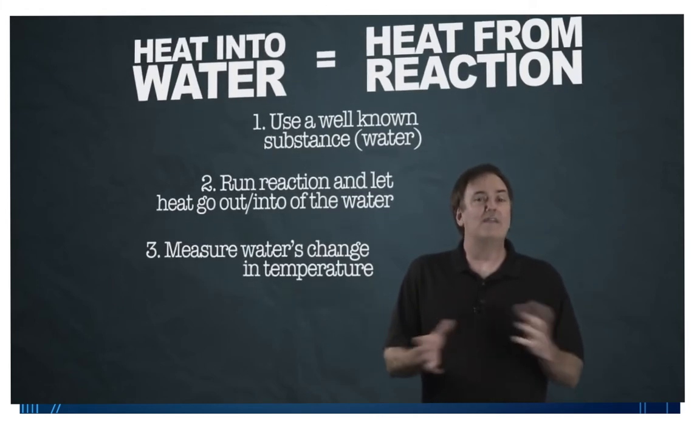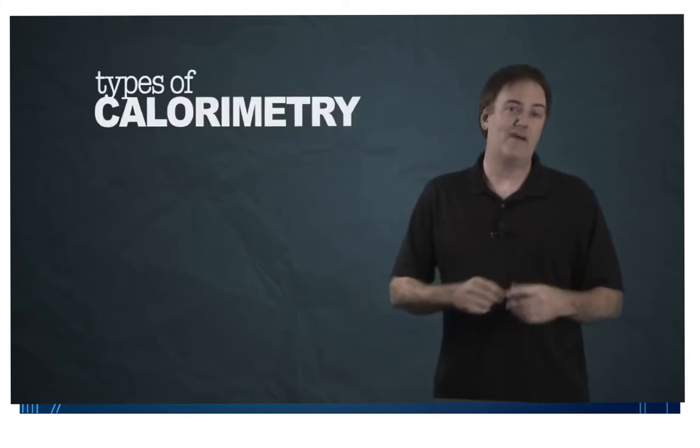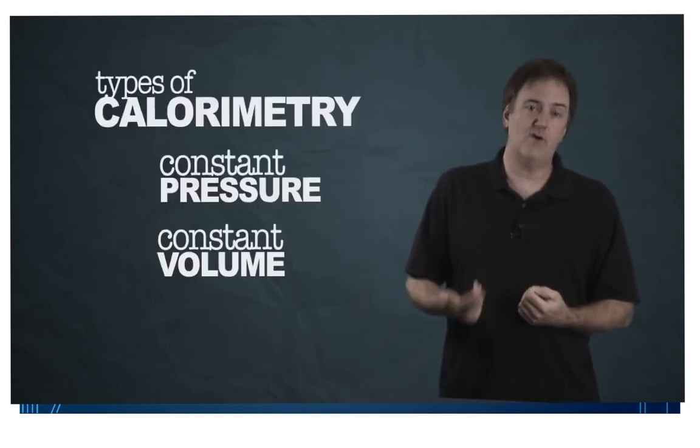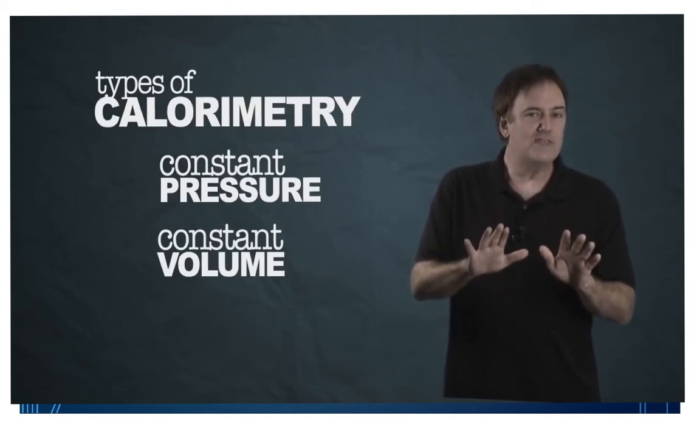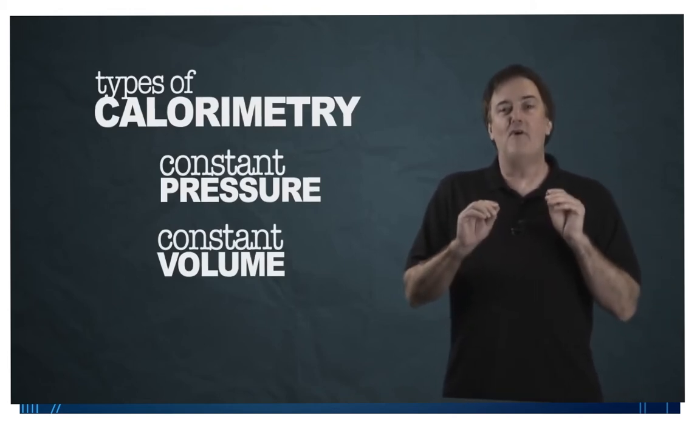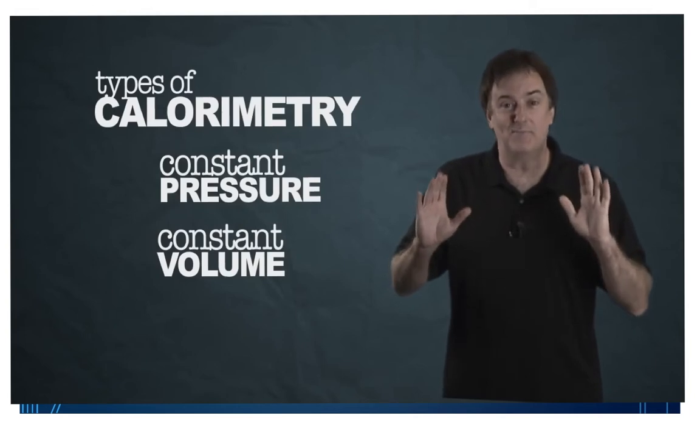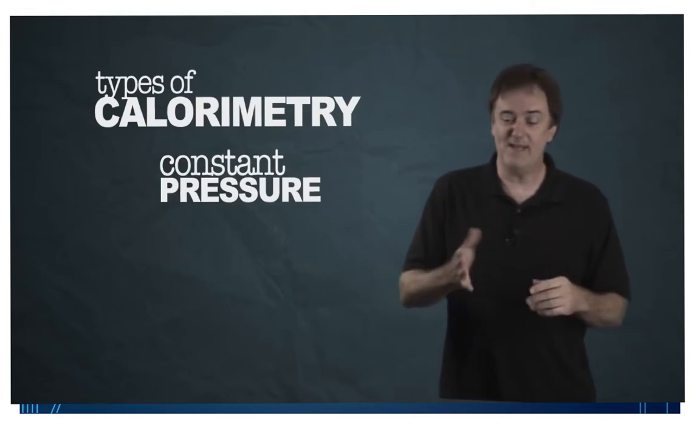Now, it does require a little bit of planning ahead. You have to build yourself a calorimeter. Now, we have two types of calorimetry. We have constant pressure and constant volume calorimetry. I'll start with the easy one. Constant pressure is the easy one. We'll get to the volume in a minute.